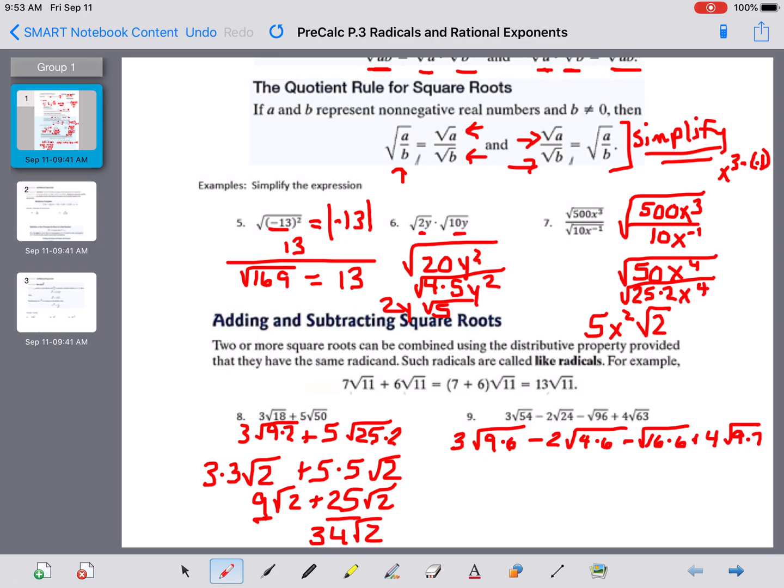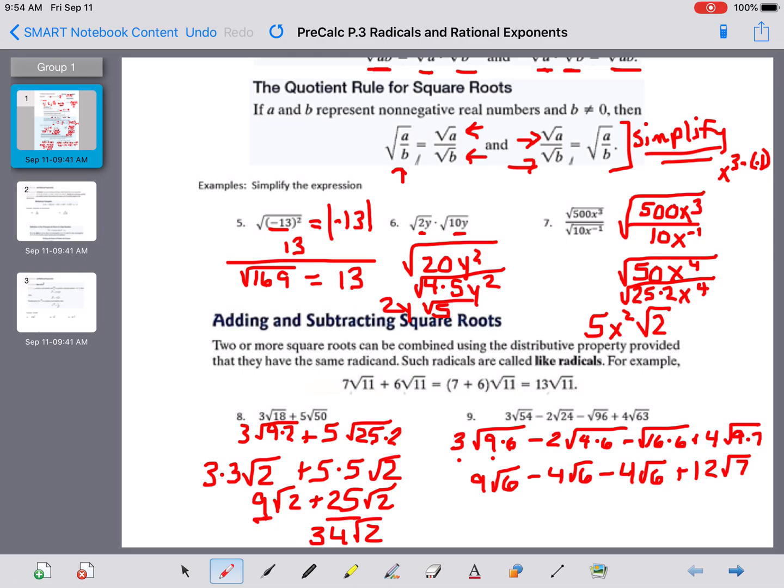Now we're going to pull out and simplify. Square root of 9 is 3. When I multiply it by the 3 on the outside, I get 9. Notice I'm skipping some work here. Hopefully you're following. Square root of 4 is 2 times the 2 on the outside is 4. Square root of 16 is 4. Square root of 9 is 3 times the 4 on the outside is 12. And now I have my simplified values.